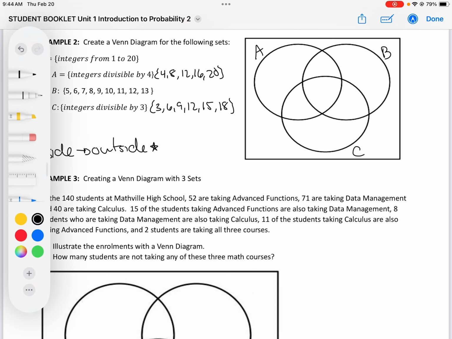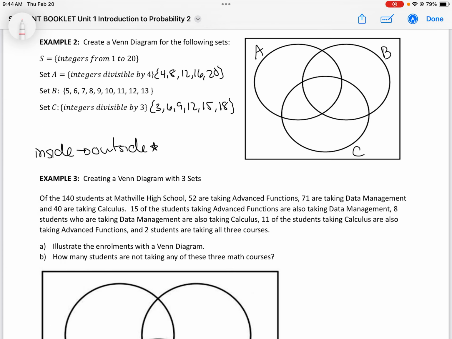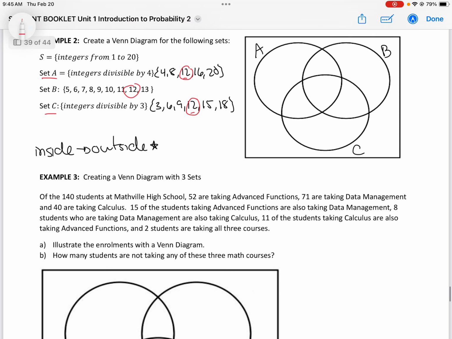So first we have to find integers in all 3. So I'm going to start with set A and set C. 12 might be it. Yep, 12's good. Okay, so 12 goes in the middle. And that's the only duplicate there. Okay, now what about A and B? So A and B are these 2 sets here. Okay, 4 doesn't overlap, but 8 overlaps. 16 doesn't overlap and 20 doesn't overlap. So that's it.